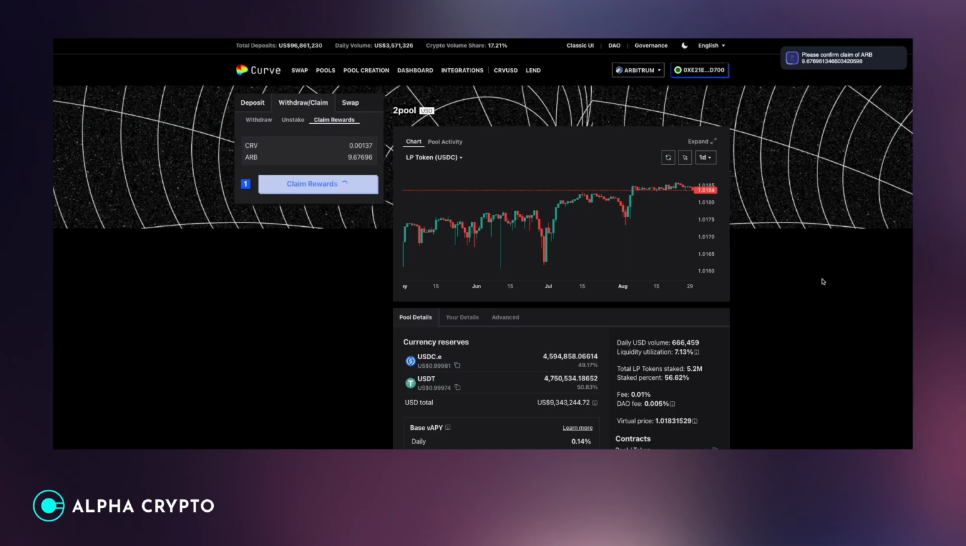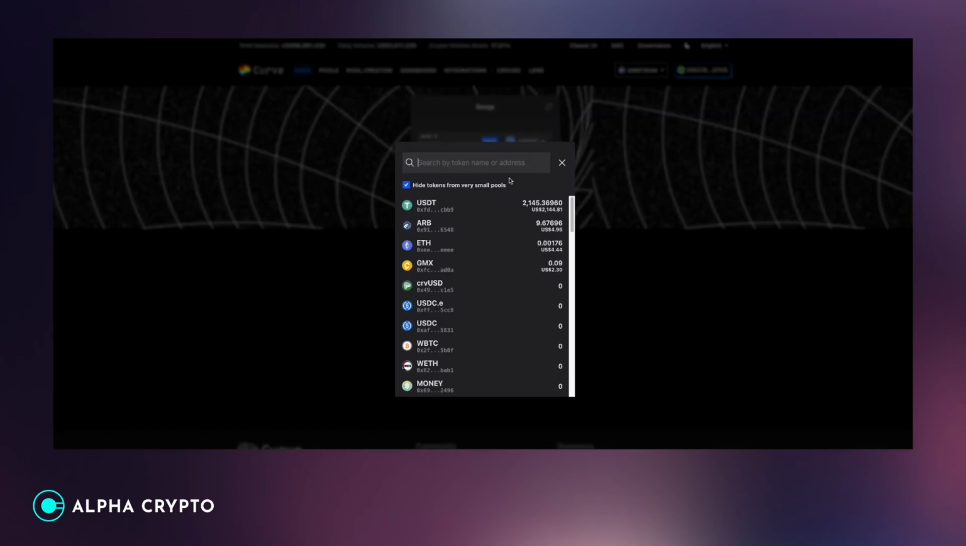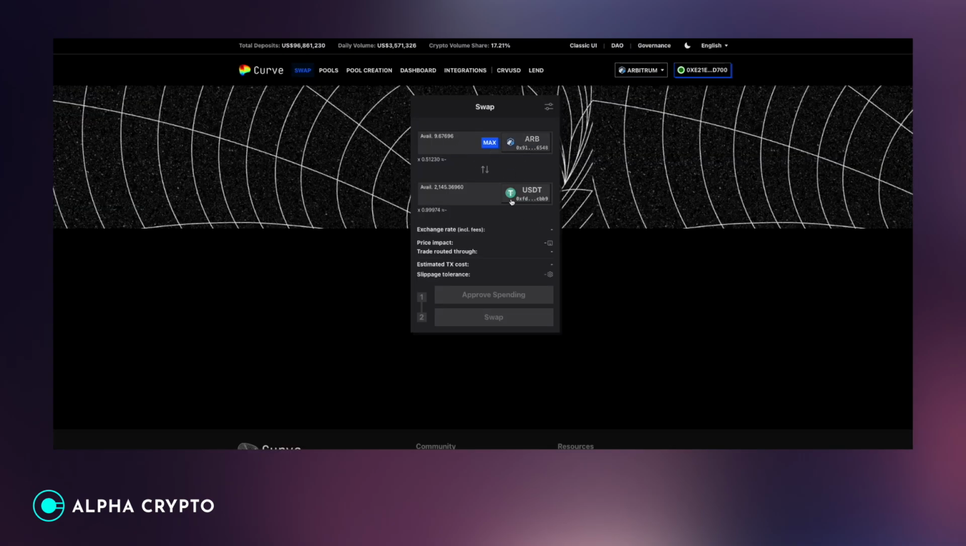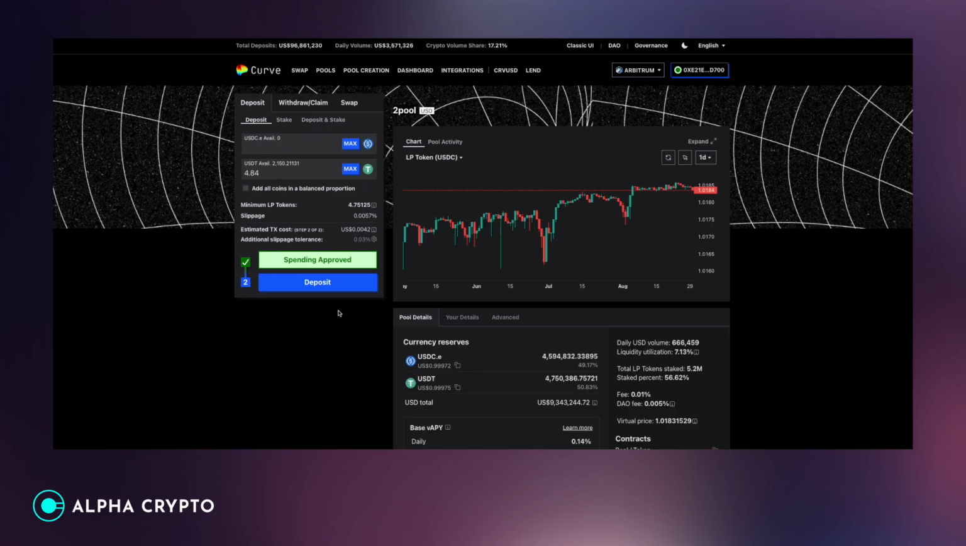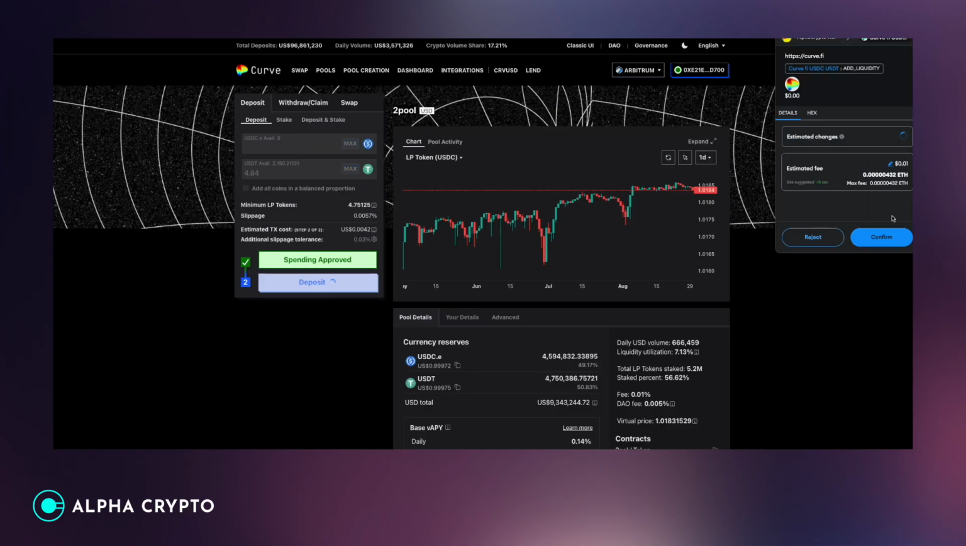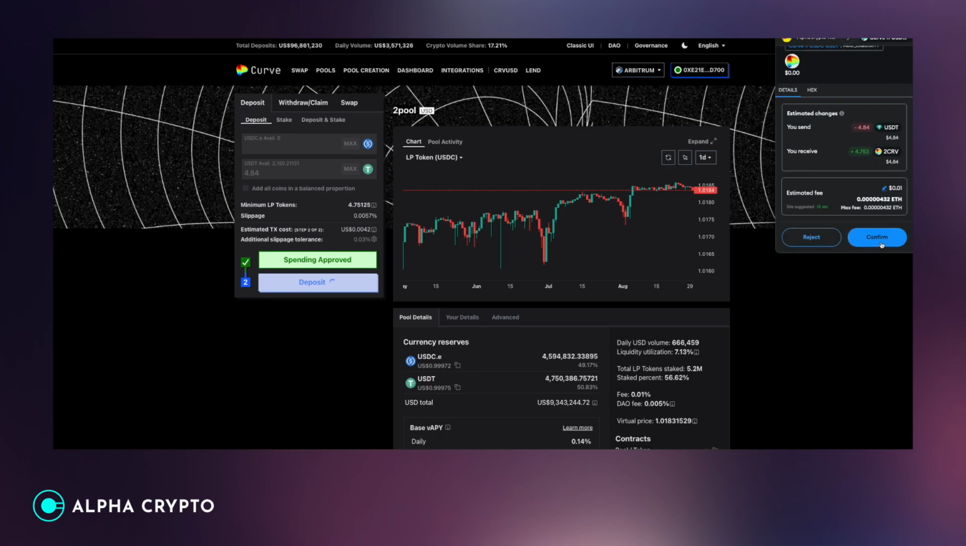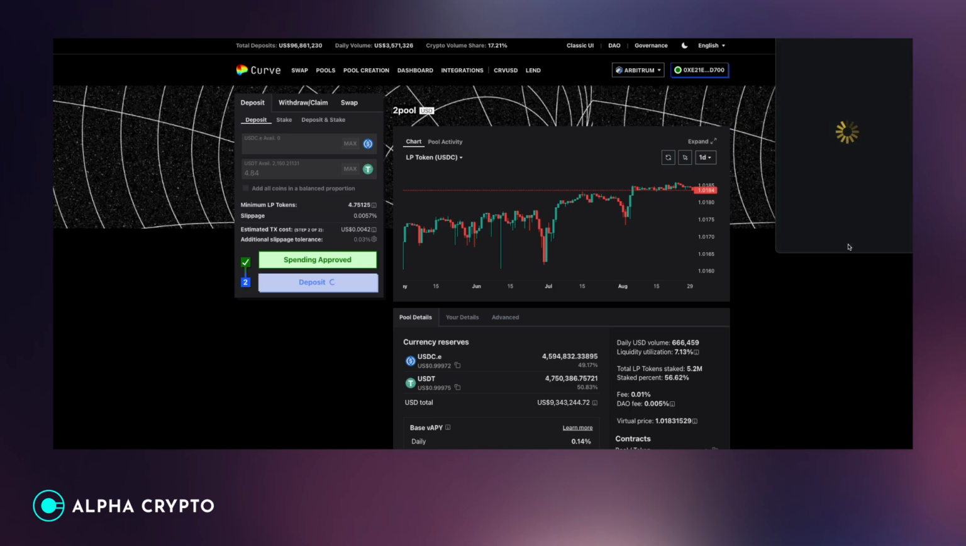And finally, a similar thing for Curve as well. So we're going to claim our rewards, which are in Arbitrum as well. Here we've got around 9.6 ARB, and we're going to convert that into USDT so we can recompound that into the same pool that we're already staking in. So we're going to claim our rewards, go ahead and swap this into USDT, and recompound everything there. With around 9.5 ARB, I think we're going to get just under $5, so $4.80, and then we're going to recompound that $4.80 into the same pool.